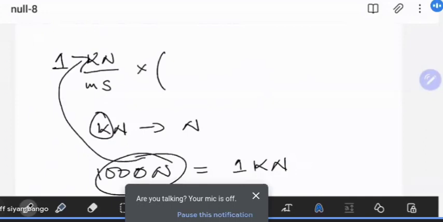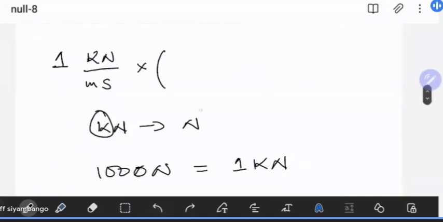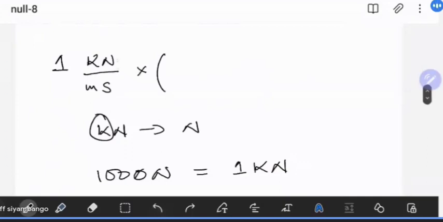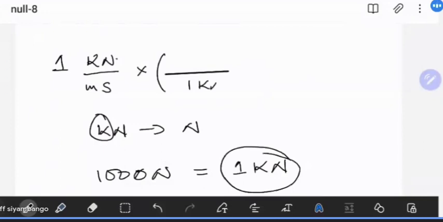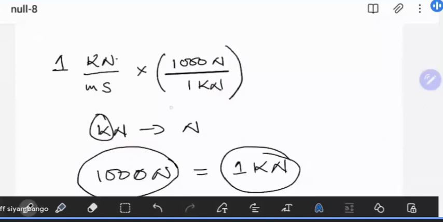But I want you to be used to this form of conversion. Since I want to eliminate the kilo, I want the term that has a kilo to be in the denominator, and that is the 1 kilonewton here. So I'll put 1 kilonewton here, and its equivalent term will go in the numerator. That is 1,000 newton. So this bracket will help me convert the kilonewton to the newton.